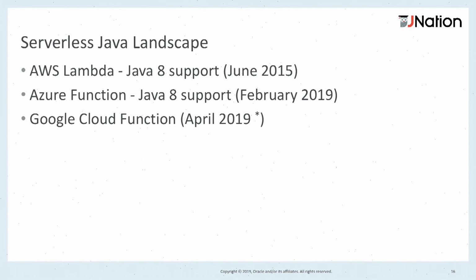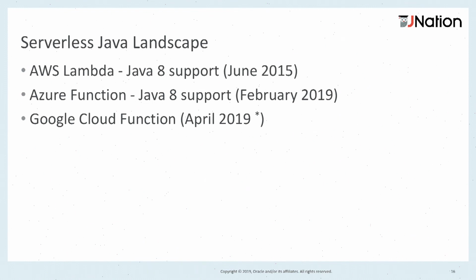It's a pretty new landscape, but if we look at the three major FaaS platform providers, that is Amazon, Azure, and Google, well, we see that for Amazon it's okay, because they have been supporting Java 8 since 2015. So on the Amazon front, it's good. For Azure, it's not that great, because they are only supporting Java since February this year. So basically, it's a new offering.